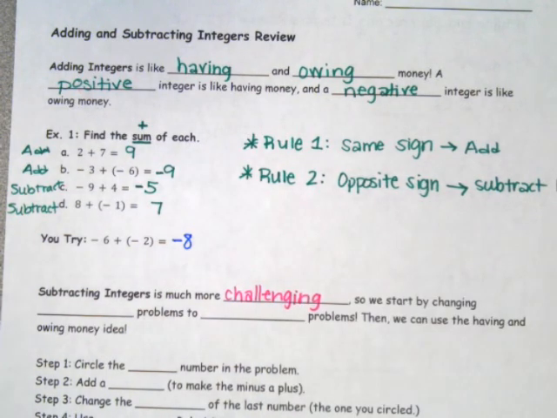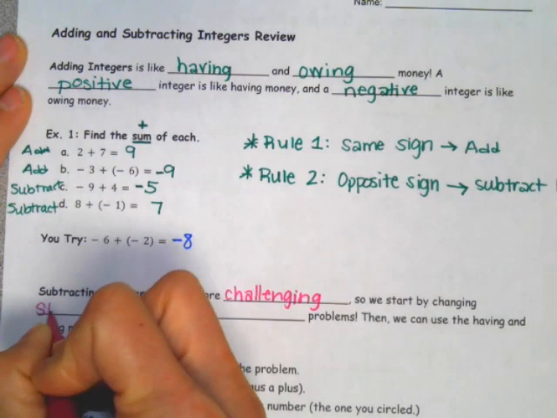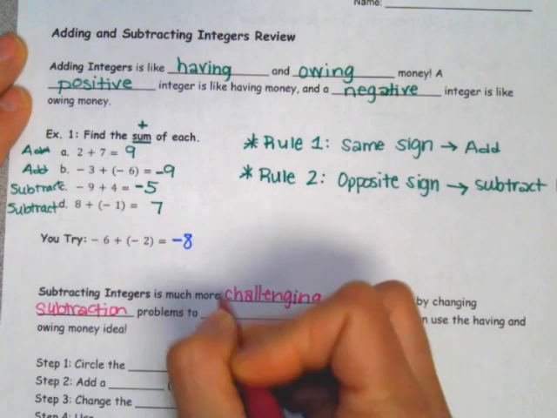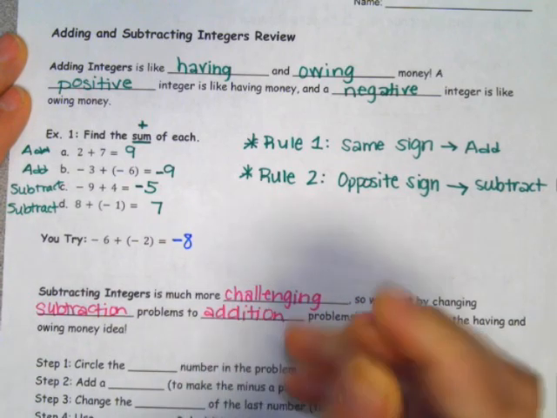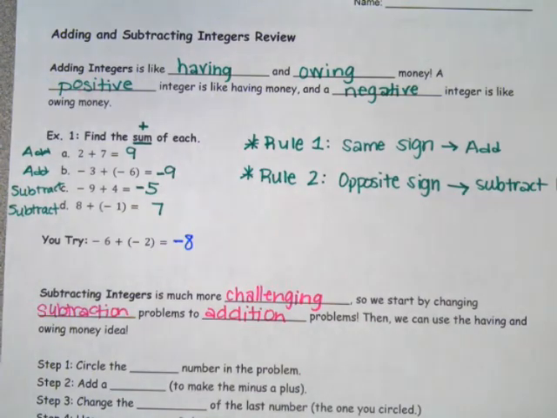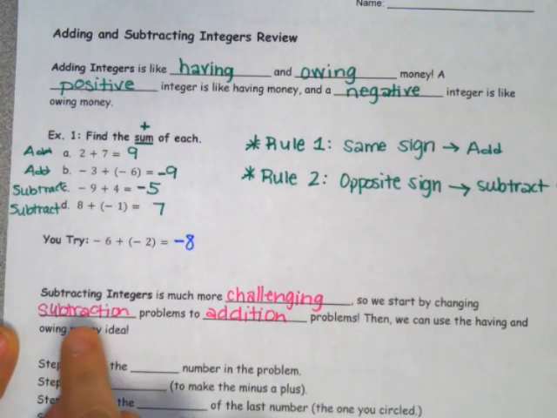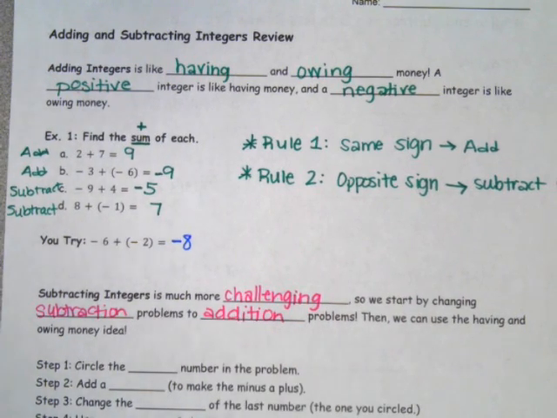Okay, so we start, instead of keeping the subtraction sign, by changing subtraction problems to addition problems. And we do that so that we don't have to memorize more rules and more things. These are really the rules that we need to know. We can change subtraction problems to addition problems and use the money idea again.